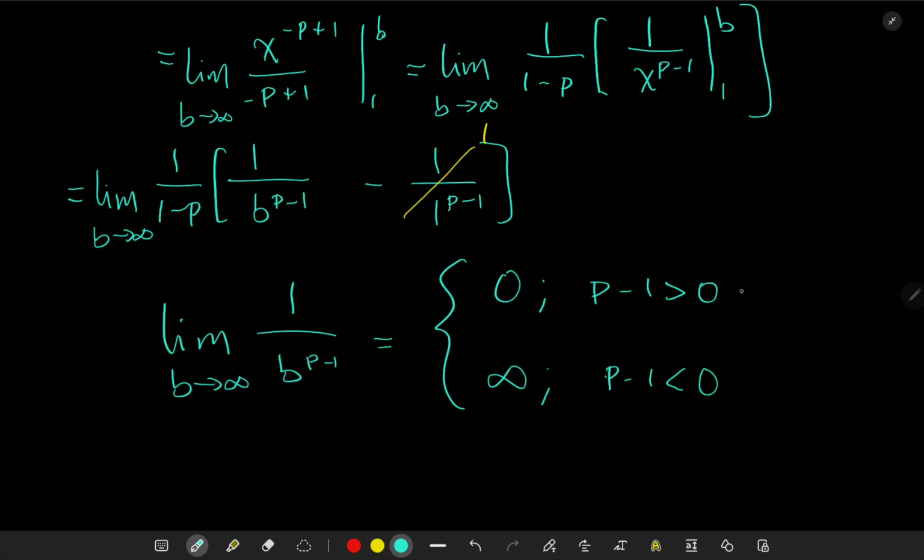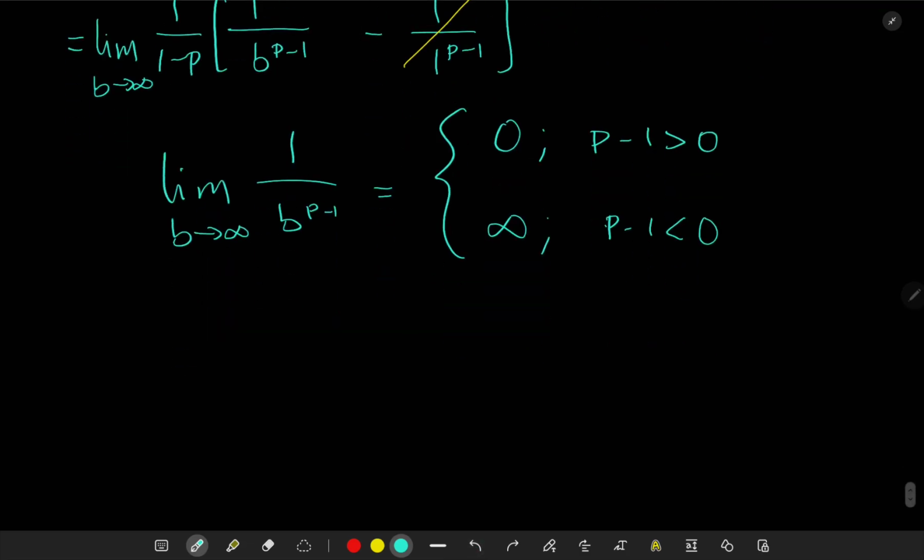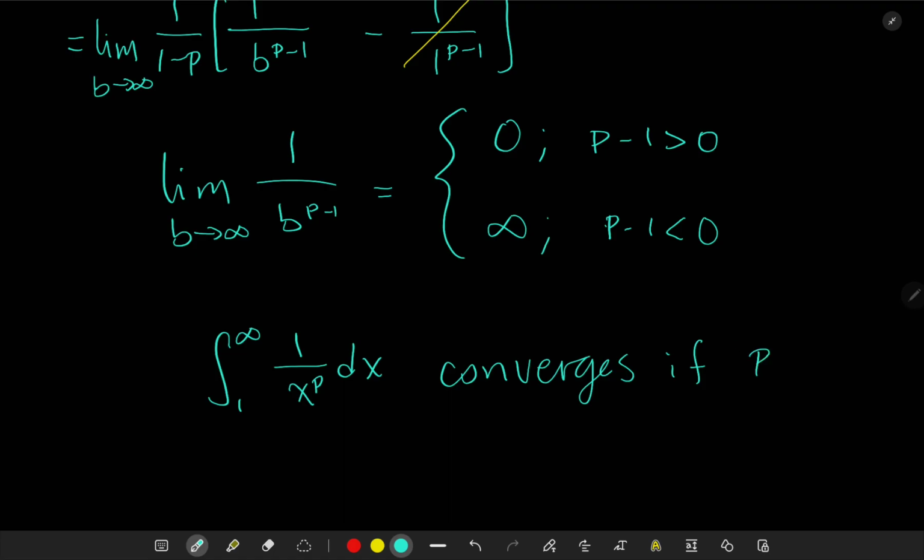So if p is greater than 1, this converges. Or maybe let me write it like this. Converges if p is greater than 1, and diverges if p is less than 1. At p equals 1, we know that it diverges, so we can just throw this here. So for p strictly greater than 1, this converges.